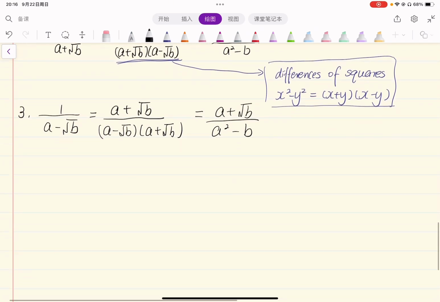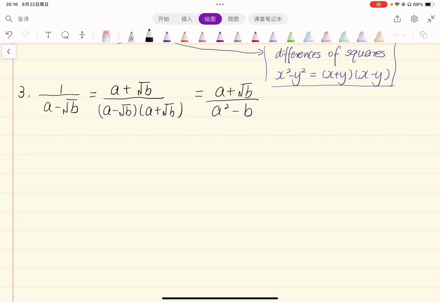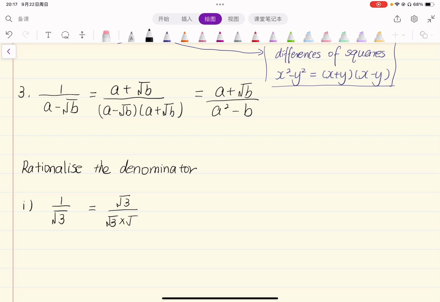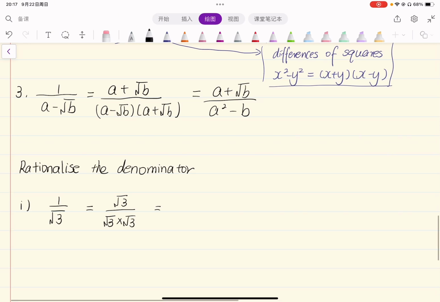Let's do some exercises. Rationalize the denominator. The first question, we have 1 over square root of 3. How do we do that? We times square root of 3 to both numerator and denominator. Use the first rule. We have square root of 3 over 3.